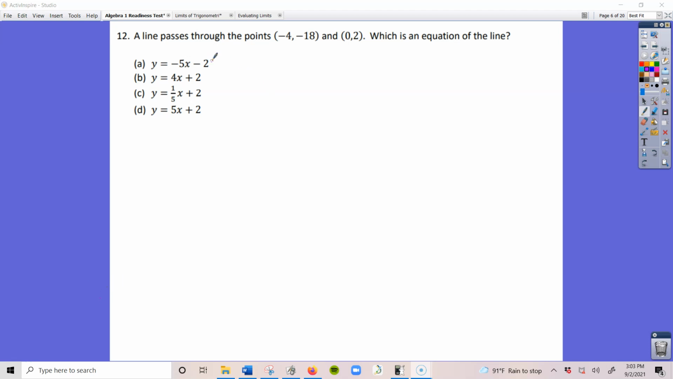So for number 12, we have a line that passes through the points -4, -18, and 0, 2. Which is an equation of the line? Now when you're trying to find the equation of a line, that is y equals mx plus b, where m represents the slope and b represents the y-intercept. So in order to know which one of these is the correct equation, we can first figure out the slope. As a reminder, slope is y2 minus y1 over x2 minus x1.